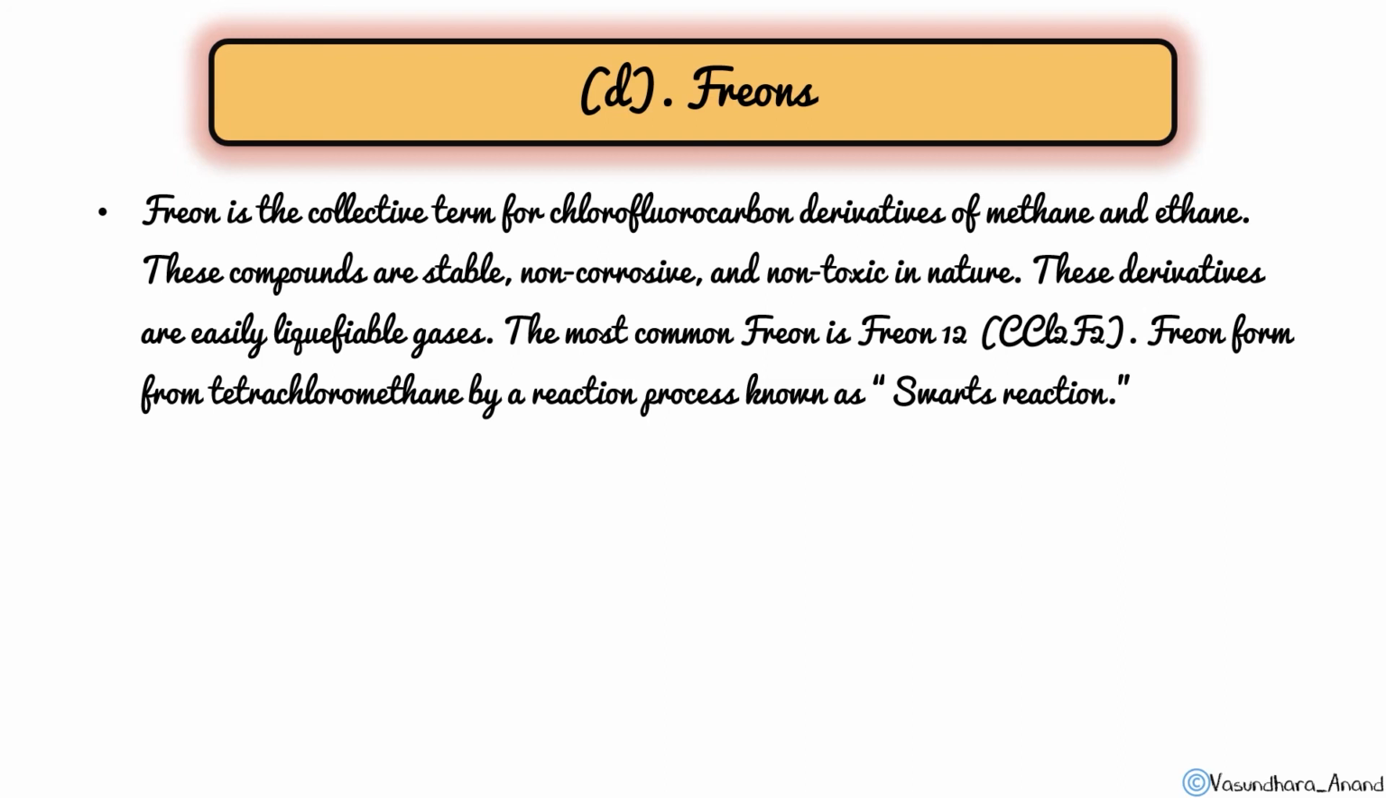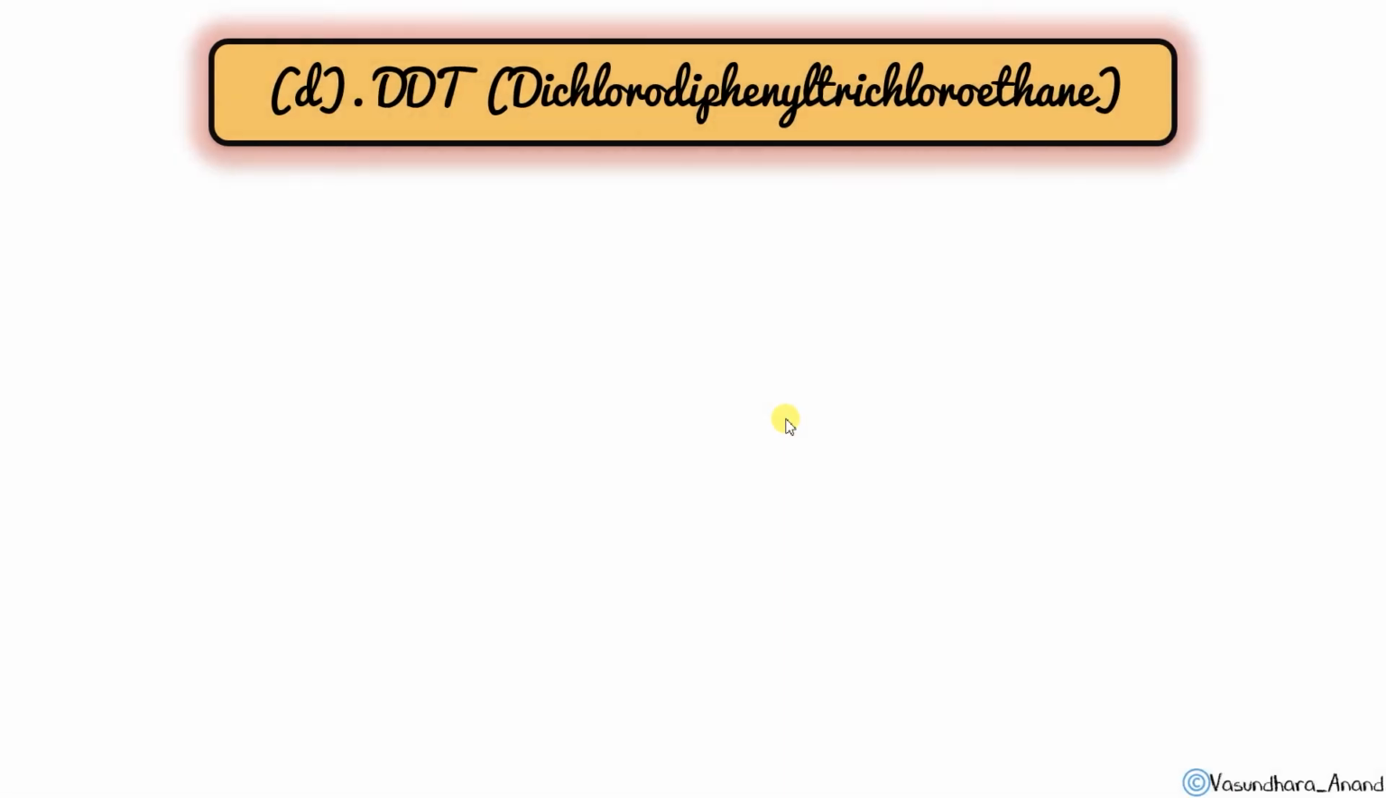Freon is formed from tetrachloromethane by a reaction process known as the Swarts reaction. First we will do chlorination, and then we can do the halogen exchange. Two chlorines will be replaced by 2 fluorines. So we can make it according to the Swarts reaction, and this is widely used in our refrigerator and for cooling as a cooling agent. Okay, so CFC is also what we call chlorofluorocarbon. Yes. Now next is DDT.